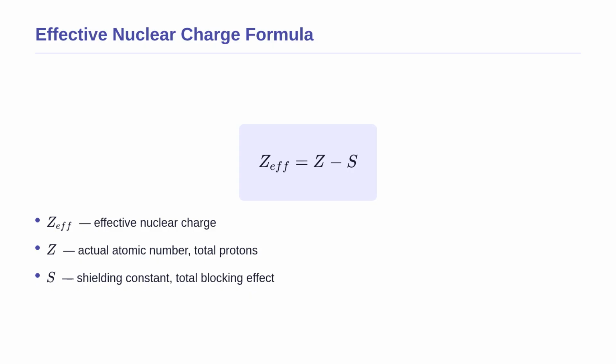Now that we understand what shielding is, let us look at how we measure it mathematically. The actual pull an outer electron feels is called the effective nuclear charge, or Z-eff. It is calculated by taking the actual atomic number, Z, which is the total number of protons, and subtracting S, the shielding constant. The shielding constant represents the total blocking effect of all other electrons. If S increases, the effective pull decreases, meaning the electron is held less tightly by the nucleus.